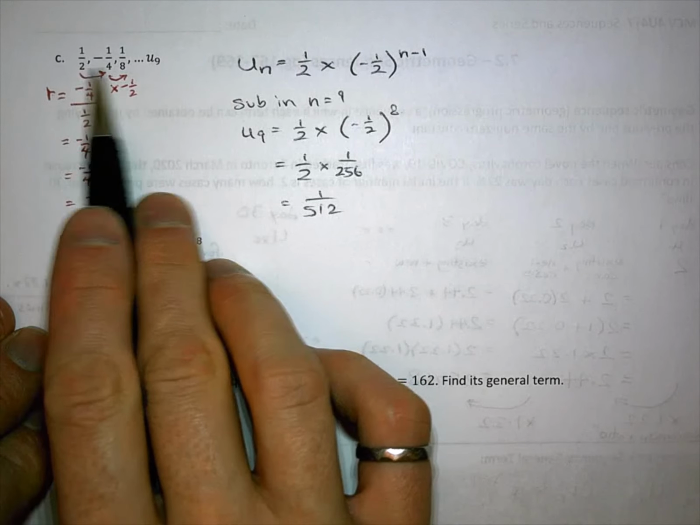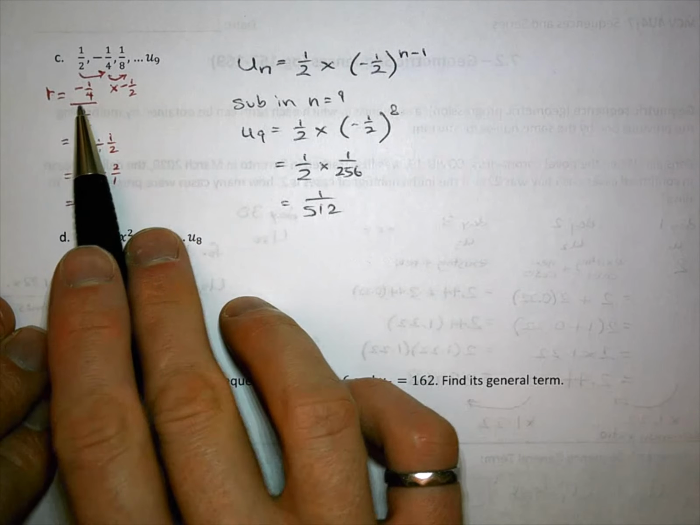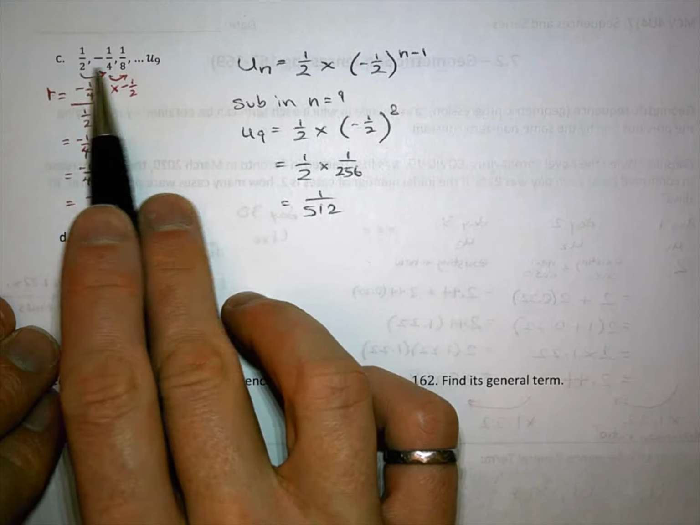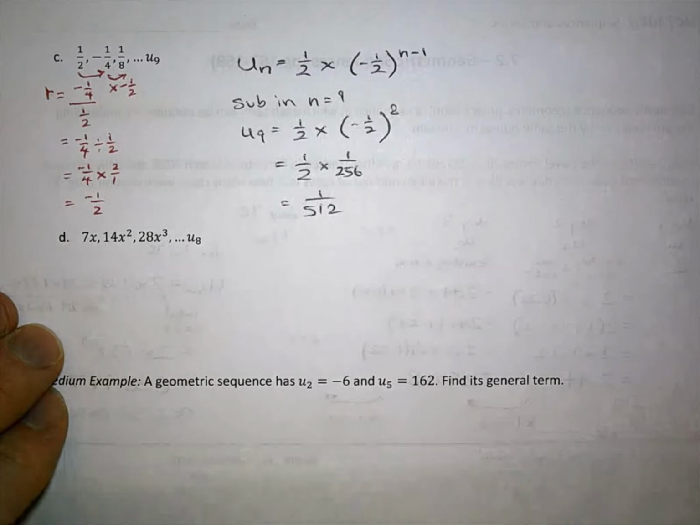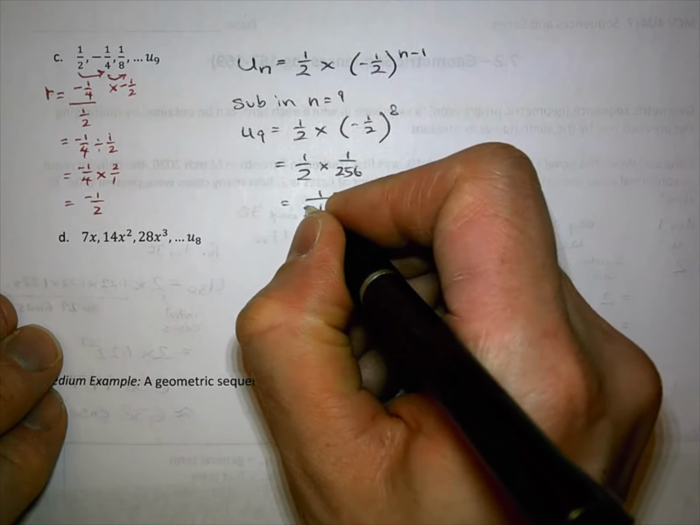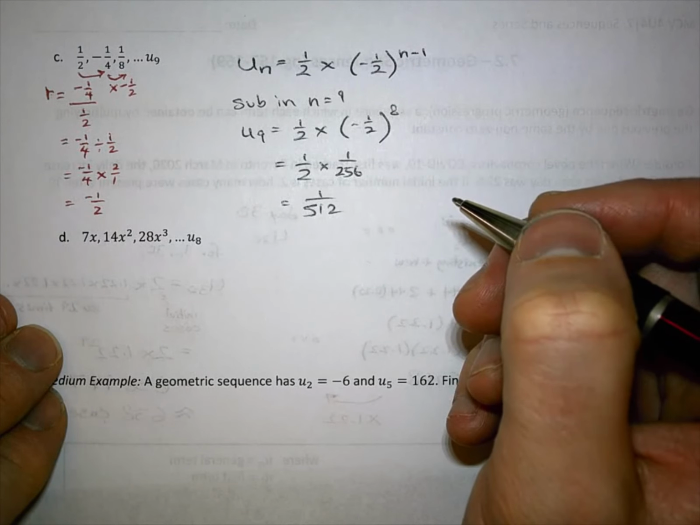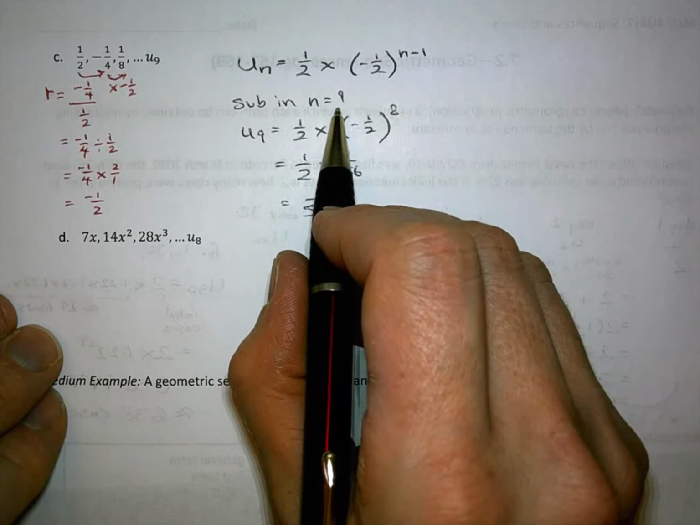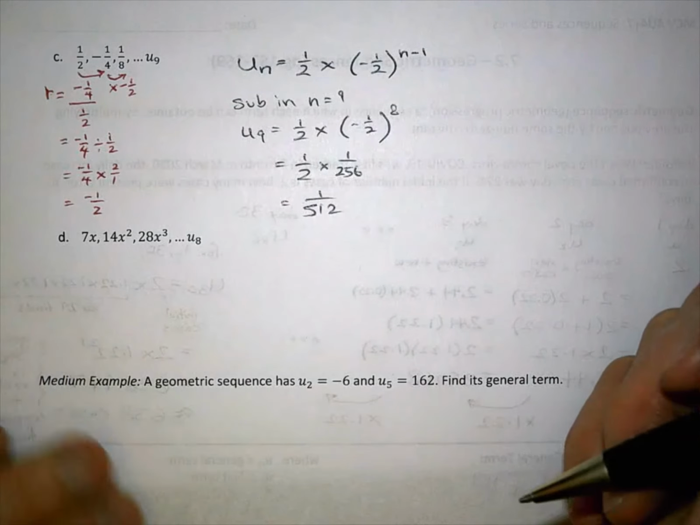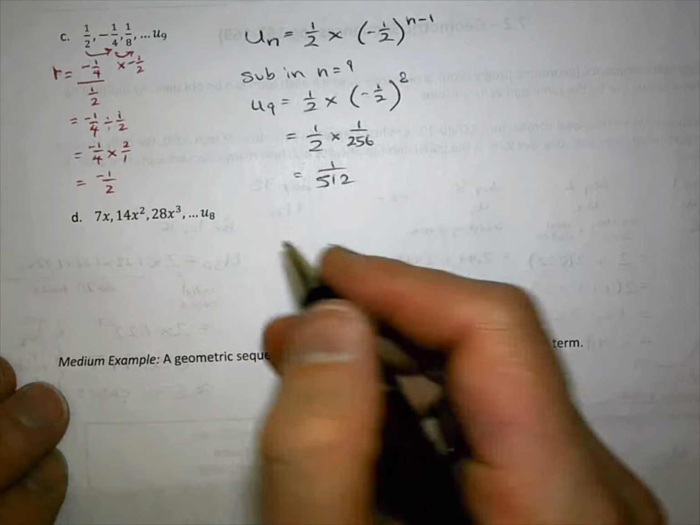As you see, it alternates. When you have that negative r value, the terms alternate plus minus, plus minus, plus minus. So the 8th term will be positive. All the even terms. Right, oh sorry, it's an odd term. U9, so all the odd terms tend to be positive. Let's do one more example.